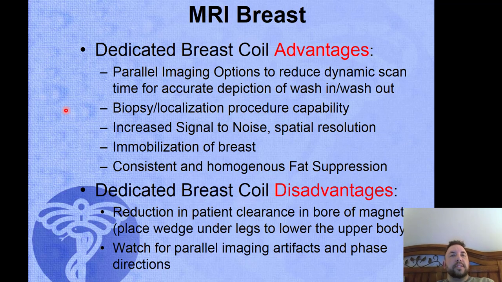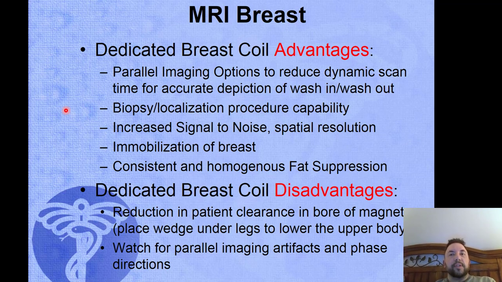So you want to utilize a dedicated breast coil. More elements gives us, the user, the opportunity for parallel imaging options. The parallel imaging technique, or accelerator, is a method that uses the coil to reduce the workload of the phase encoding gradient.